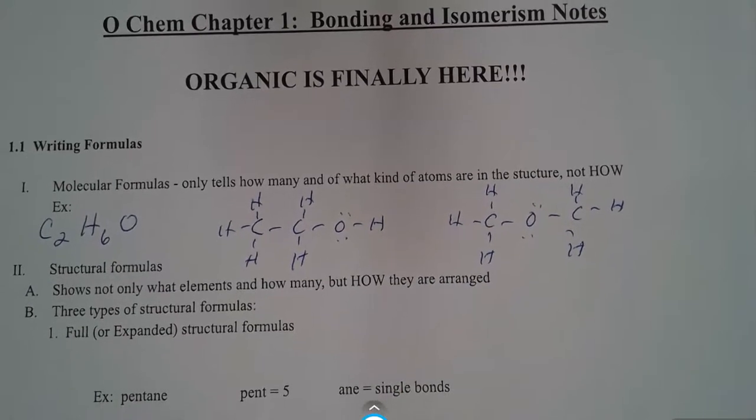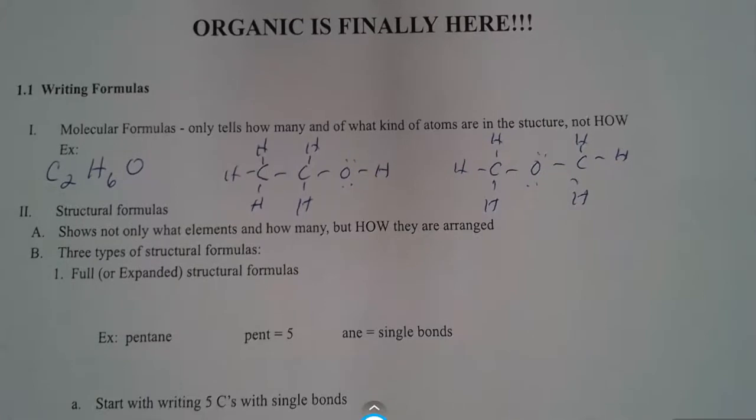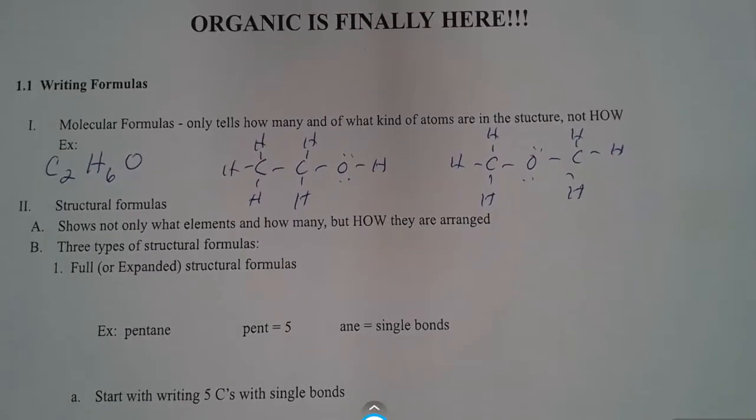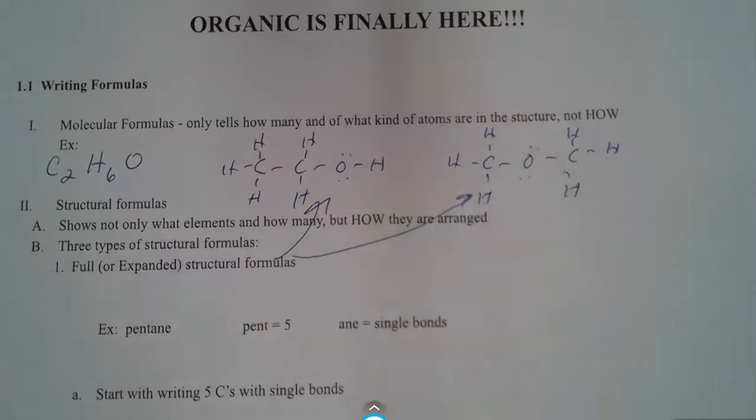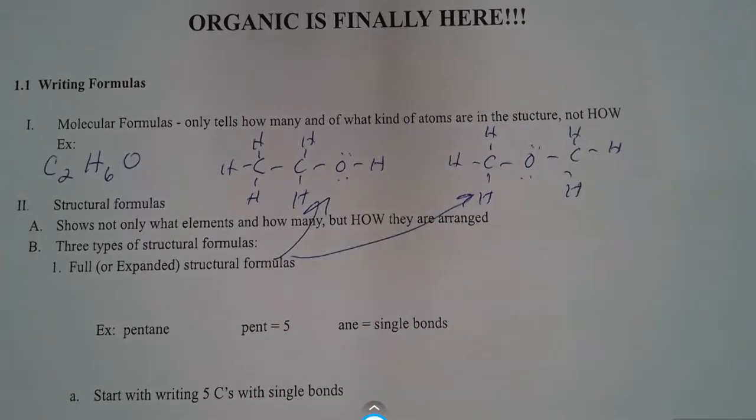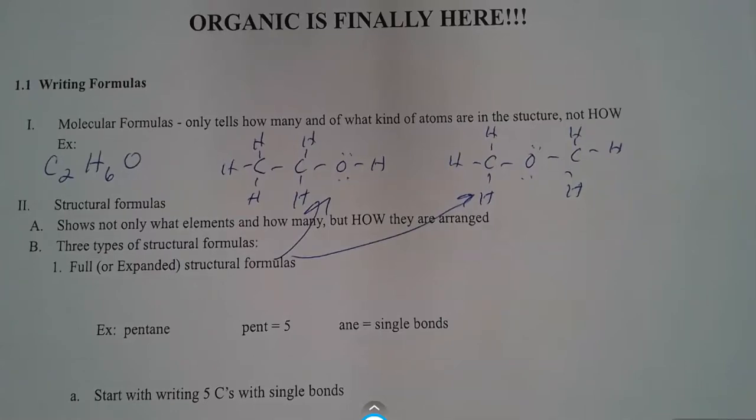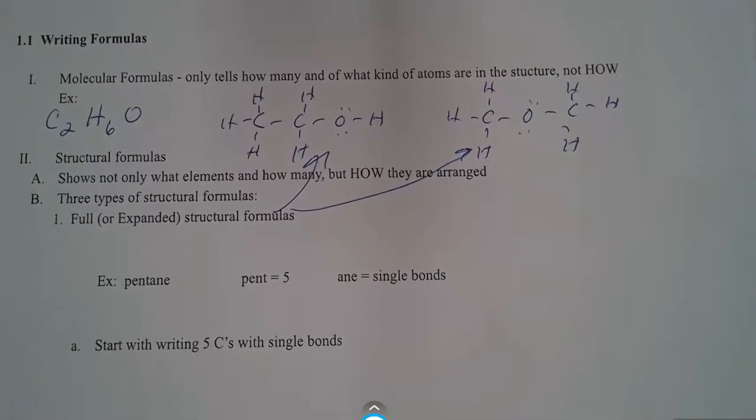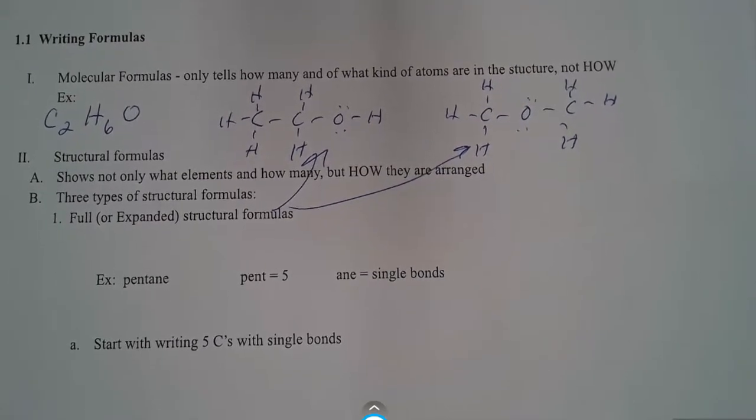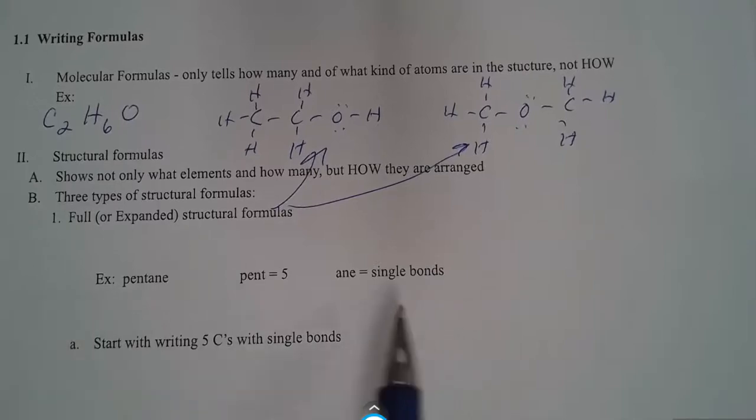So a structural formula, which we've already talked about, not only shows what elements and how many, but how they're arranged. So these are your structural formulas. They're showing you how they are arranged. And I drew full or expanded structural formulas, okay? So there's another example, and we're going to learn more about this later, actually the next time we meet, on how do I name this stuff, okay?